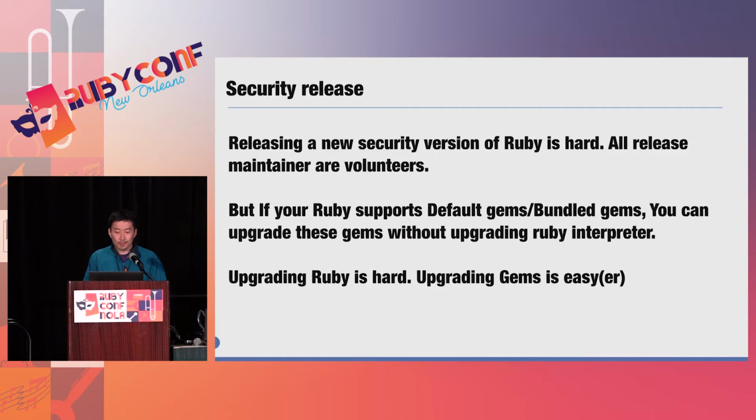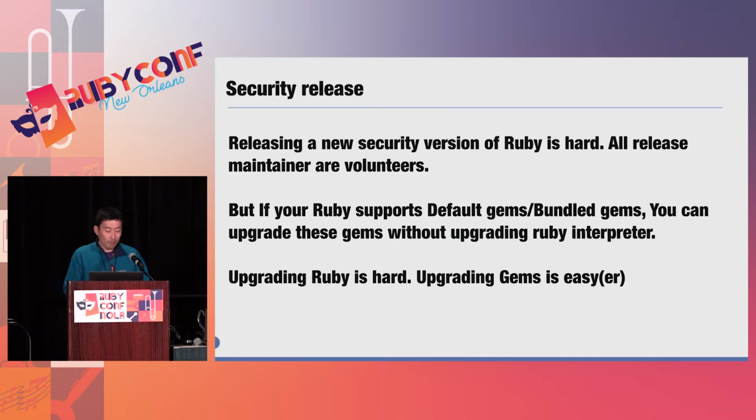Other benefits are security fixes. The Ruby core team has no security expert, so all vulnerability reports are handled as voluntary work. If a security problem happens, the maintainer of the stable version of Ruby releases a new version of Ruby. The release work of the Ruby language is very, very hard work.